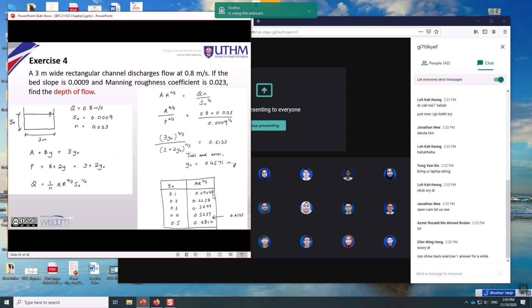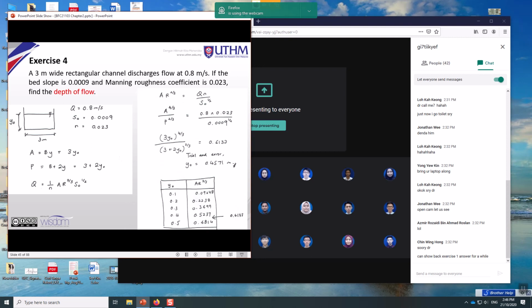My goal is to get AR to the power of 2/3 equals to 0.6133. So I just try another value of Y naught: 0.2, 0.3, up to 0.5. Now, AR to the power of 2/3 has already exceeded 0.6133. Now, I'm going to try a value between 0.4 and 0.5. So, I'm trying 0.41, 0.42. Then I keep on trying until I get Y naught equals to 0.4571.